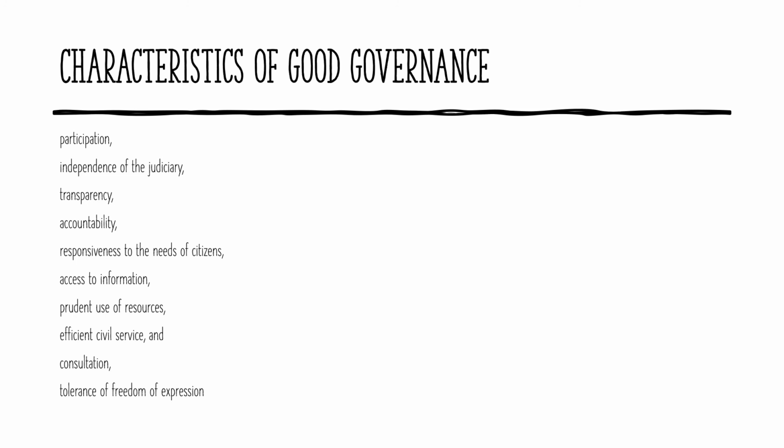And finally, let's look at the characteristics of good governance. What makes governing good? One, there is participation, independence of the judiciary, transparency, accountability, responsiveness to the needs of citizens, access to information, prudent use of resources, efficiency with service and consultation, tolerance and freedom of expression.